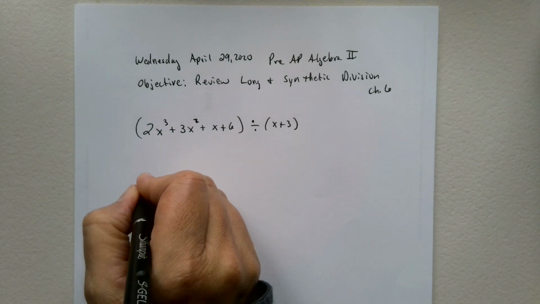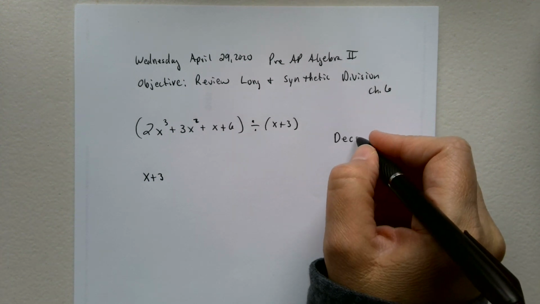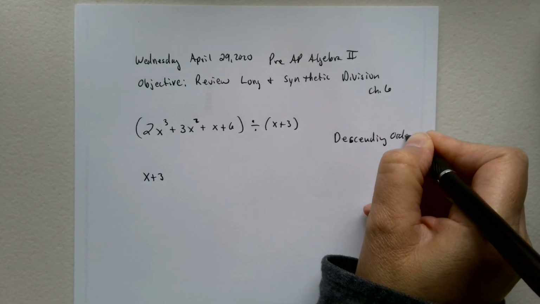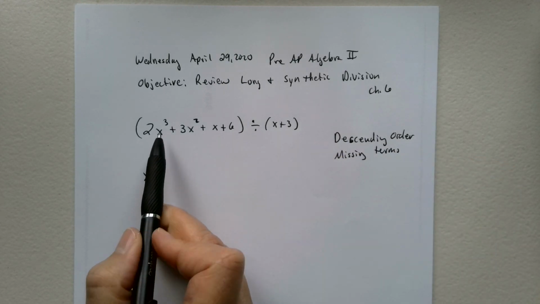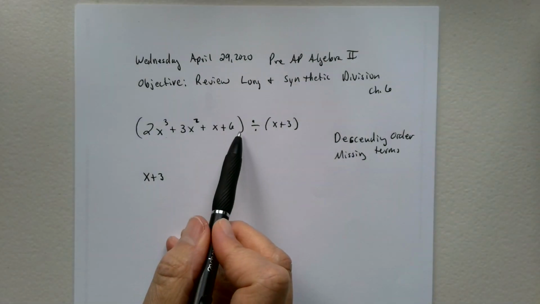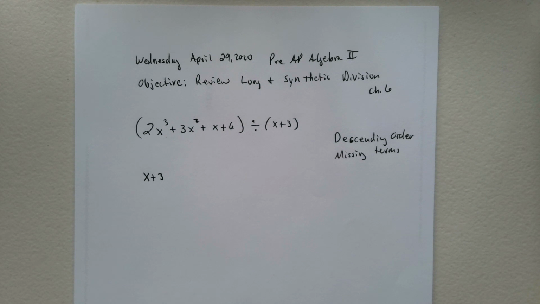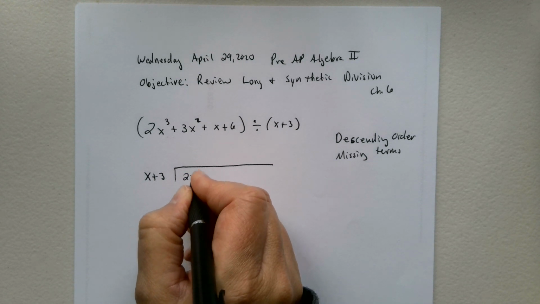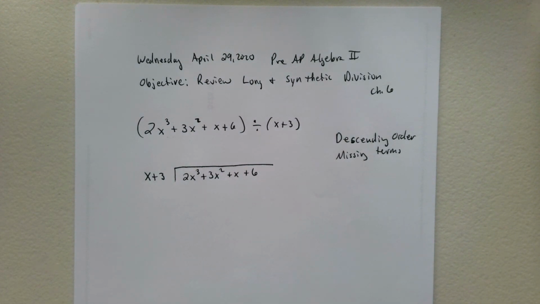So for long division and synthetic both, you want to make sure that your dividend, what you're dividing into, is in descending order, and you want to look for missing terms. So we've got 2x to the third, 3x squared, x, and 6. So this is descending order, and it's not missing any of the terms. Remember that if it were missing like the linear term or the quadratic term, we would put a 0 in as a placeholder to make sure that everybody lines up correctly. So again, make sure it's in descending order, and if any terms are missing, put a 0 in their place.